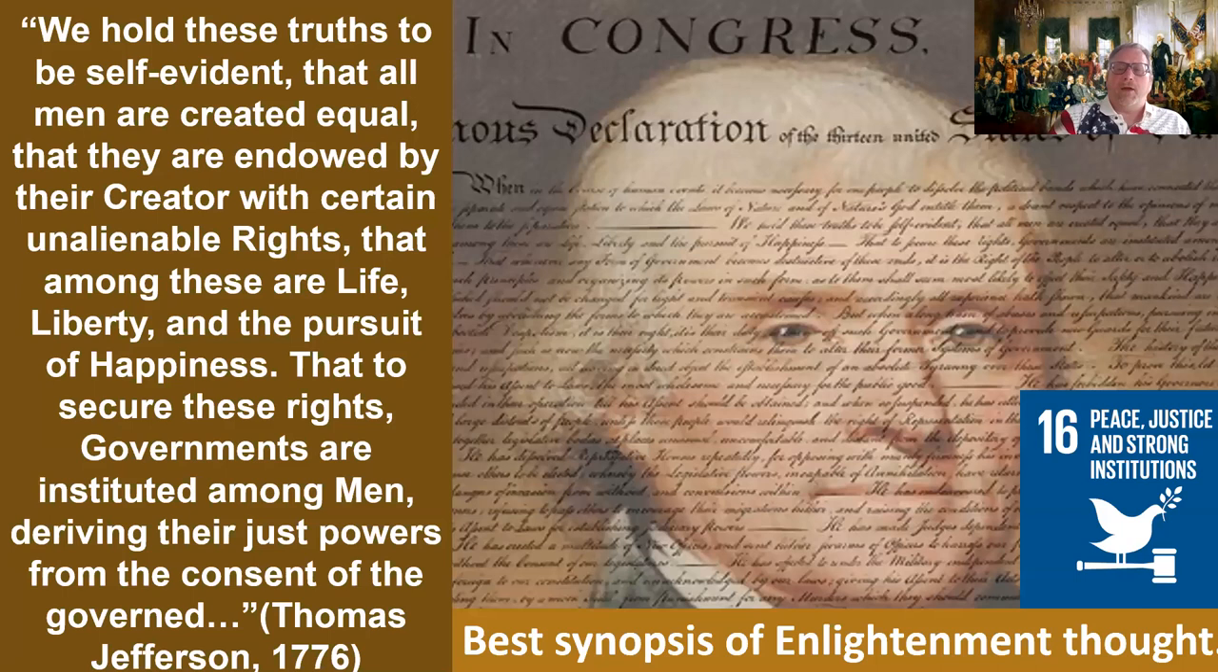And probably the best synopsis of this time period comes out of our lovely Declaration of Independence, which shows up on my shirt along with the Constitution here. We hold these truths to be self-evident, that all men are created equal, and they do mean men, and they do mean white men, that they are endowed by their creator with certain unalienable rights, that among these are life, liberty, and the pursuit of happiness, that to secure these rights, governments are instituted among men, deriving their just powers from the consent of the governed. Thomas Jefferson is one of the framers, the major writer, from 1776. And this is the best synopsis of Enlightenment thought.